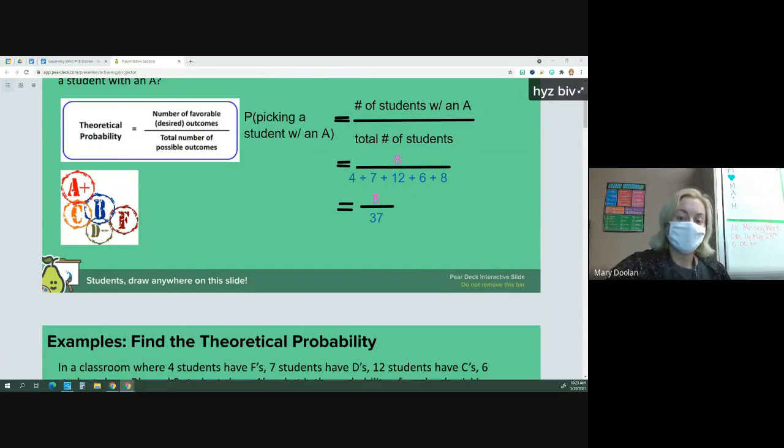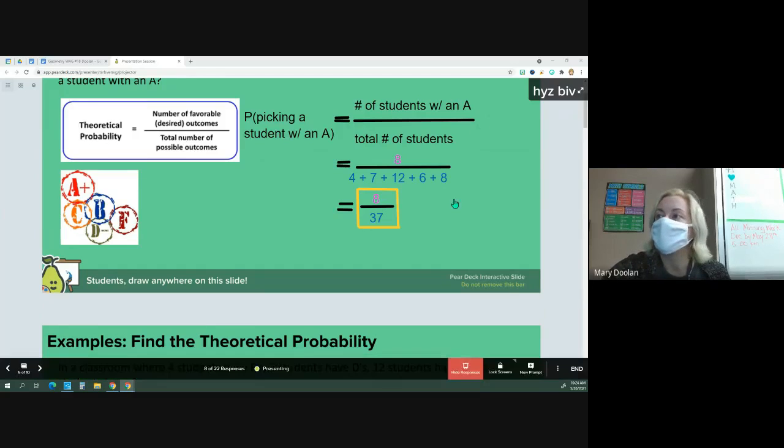And so that's the probability of randomly picking a student with an A. 8 out of 37, which is a value between 0 and 1. Okay, so when you're doing probability, it could be 0, it could be 1, or anything in between, but you're not going to have a number larger or negative. So that's one way to check your work. You can always figure out, is your fraction a proper fraction where the numerator is smaller than the denominator? Then that is a value between 0 and 1 and you're good.